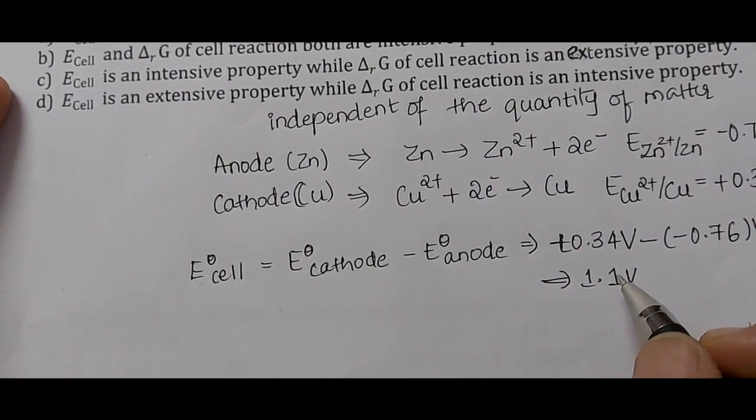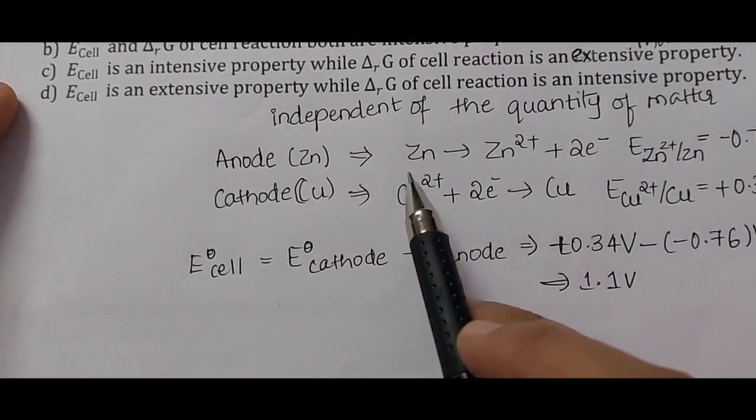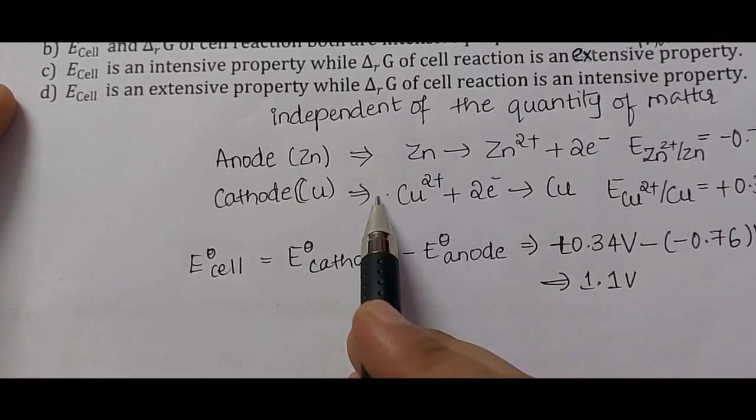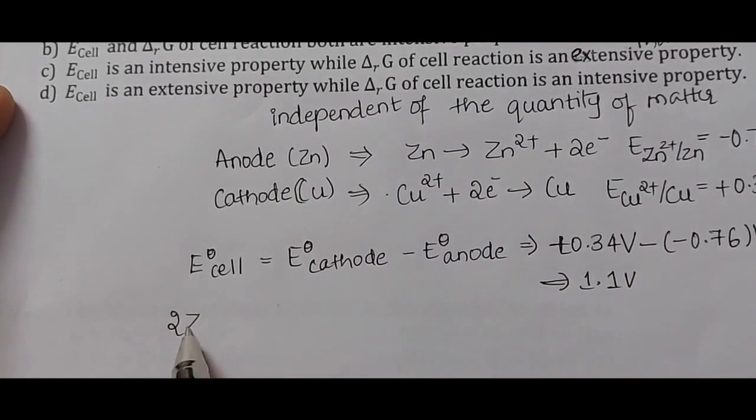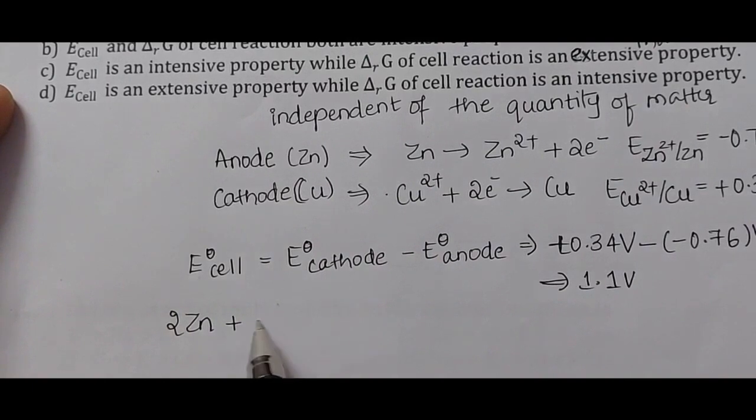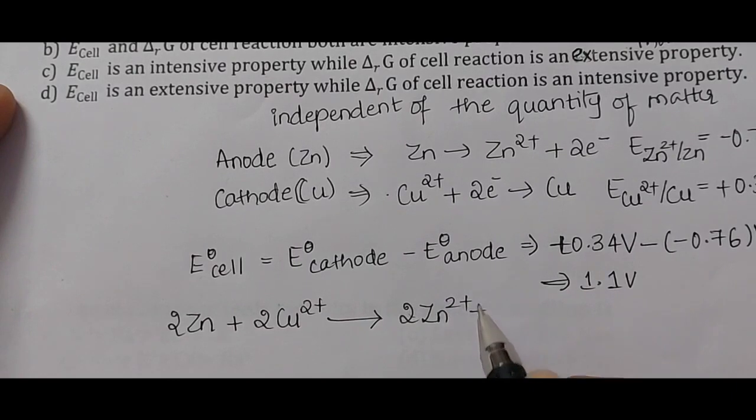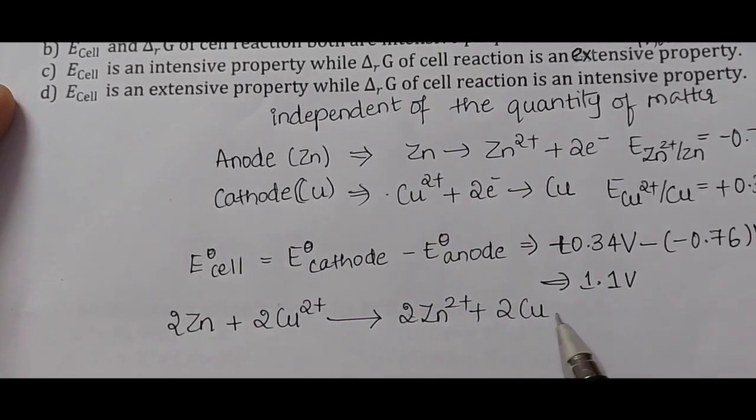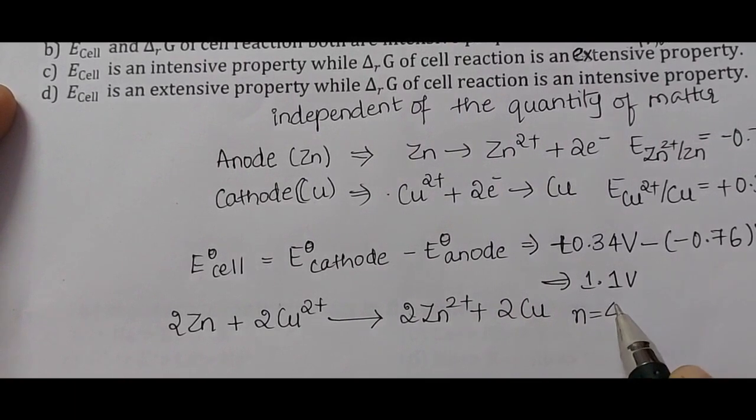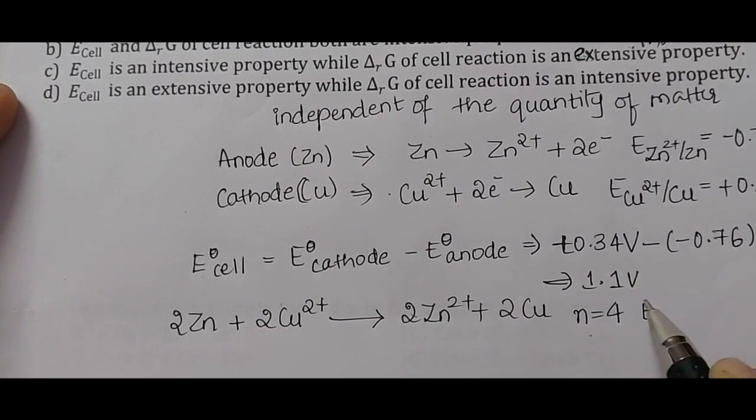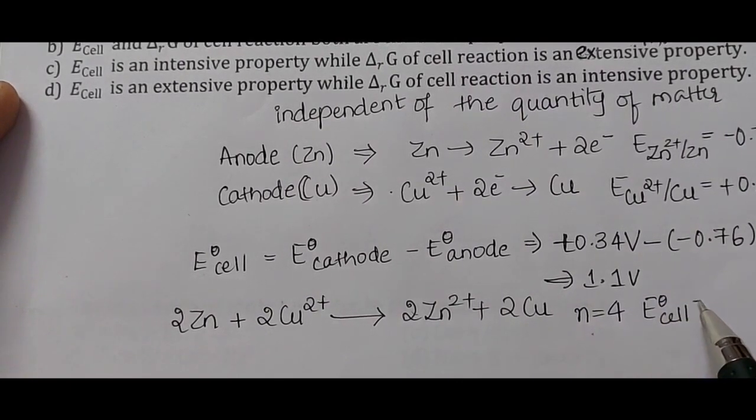So this is what we see for 1 mole of zinc. Now consider that instead of 1 mole of zinc, I am having 2 moles of zinc reacting with 2 moles of copper ion and resulting in the formation of 2 moles of zinc ion and 2 moles of copper. So the number of electrons here becomes equal to 4. That is totally 4 are lost and 4 are gained. But the EMF of a cell will not change.